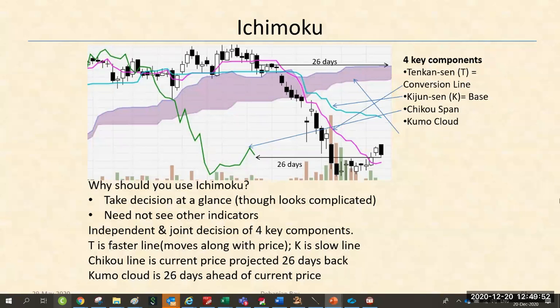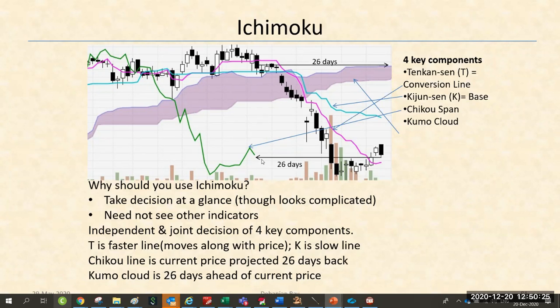Then third is the Chikou span. It is a signal which is actually 26 candles behind the closing price. For example, this is today's price. You go back, you count 1, 2, 3, 4, 5, 6, and you arrive at this one. This closing price is the point. So you take the closing price of all the days, go back 26 days, and then plot the line. That is called the Chikou span.